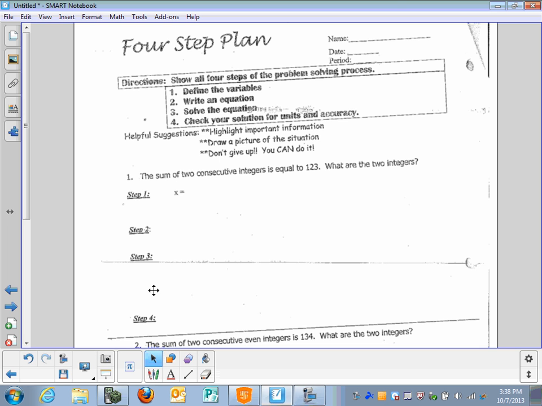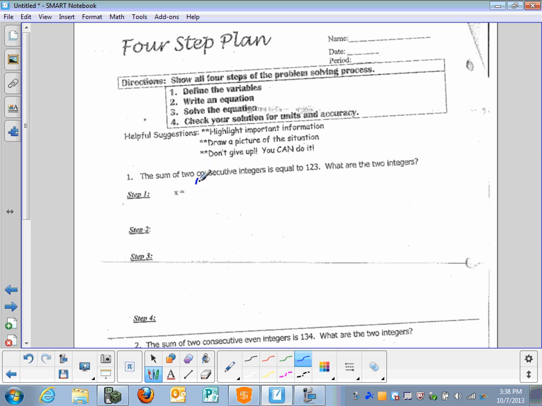We're going to solve consecutive integer word problems using the four-step plan. First, we define the variables, then we write an equation, solve the equation, and check the answer. The sum of two consecutive integers is equal to 123. What are the two integers?